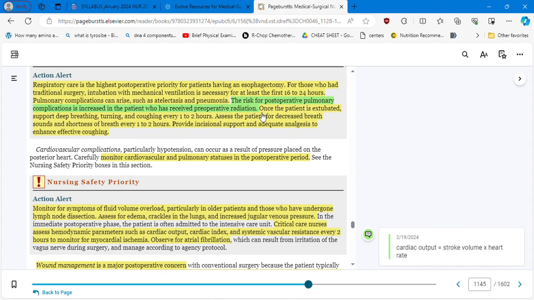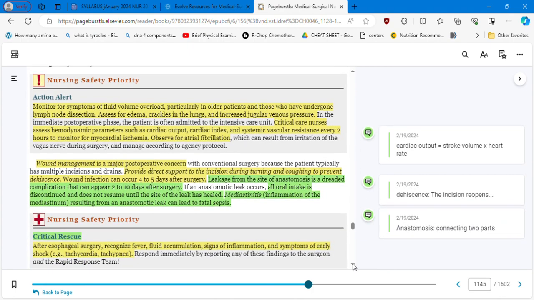Once the patient is extubated, support deep breathing, turning and coughing every 1 to 2 hours. Assess the patient for decreased breath sounds and shortness of breath every 1 to 2 hours. Provide incisional support and adequate analgesia to enhance effective coughing. Nursing safety priority. Monitor for symptoms of fluid volume overload, particularly in older patients and those who have undergone lymph node dissection. Assess for edema, crackles in the lungs.